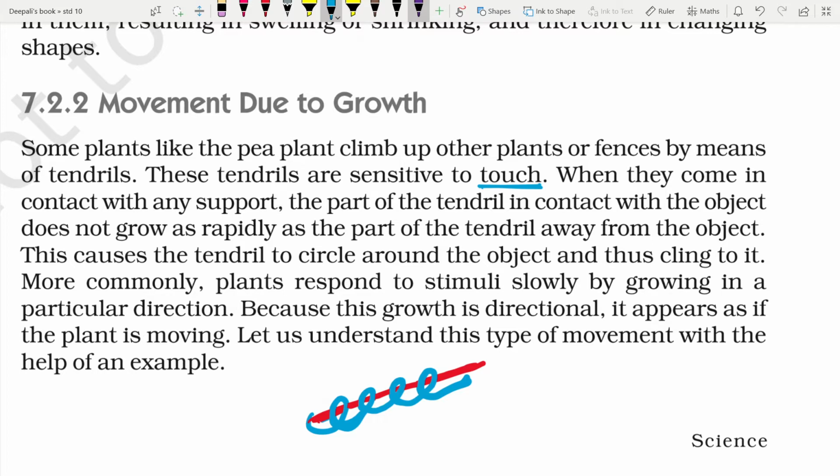More commonly, plants respond to stimuli slowly by growing in a particular direction. Because this growth is directional, it appears as if the plant is moving. Let us understand this type of movement with the help of an example.